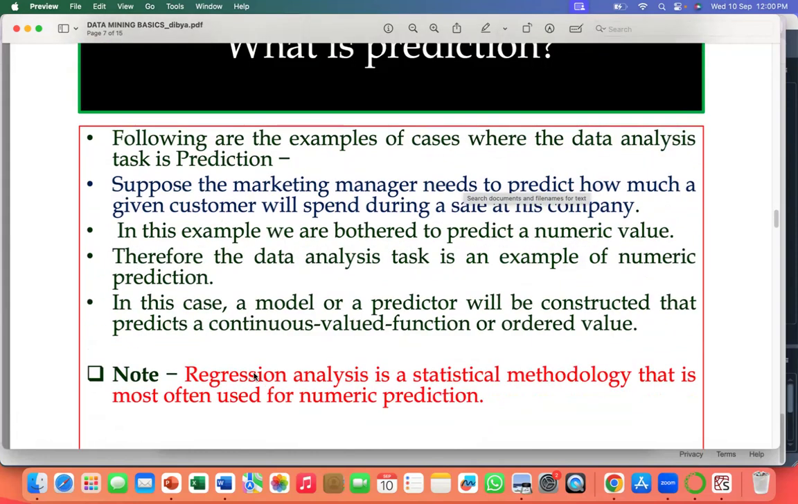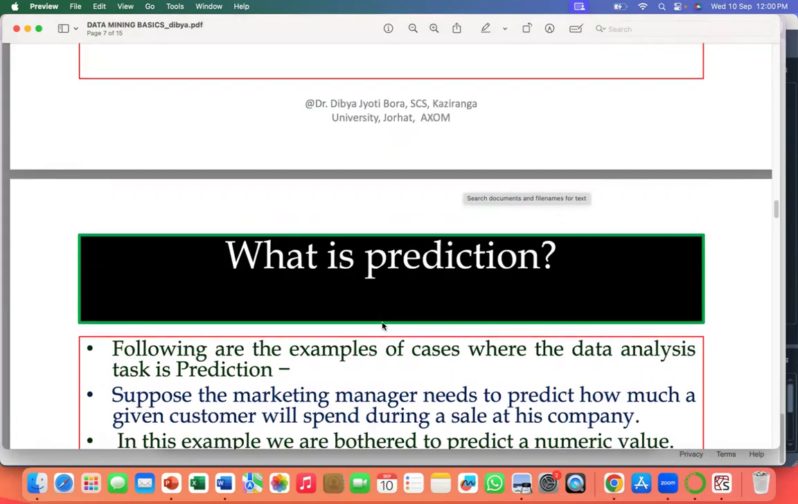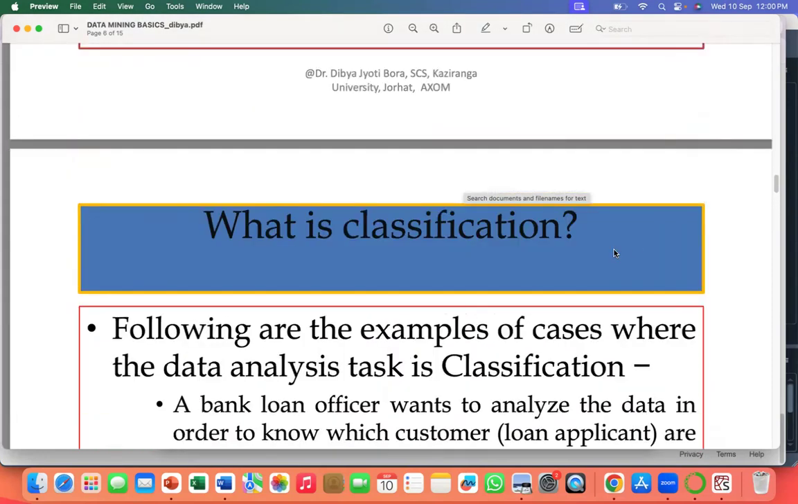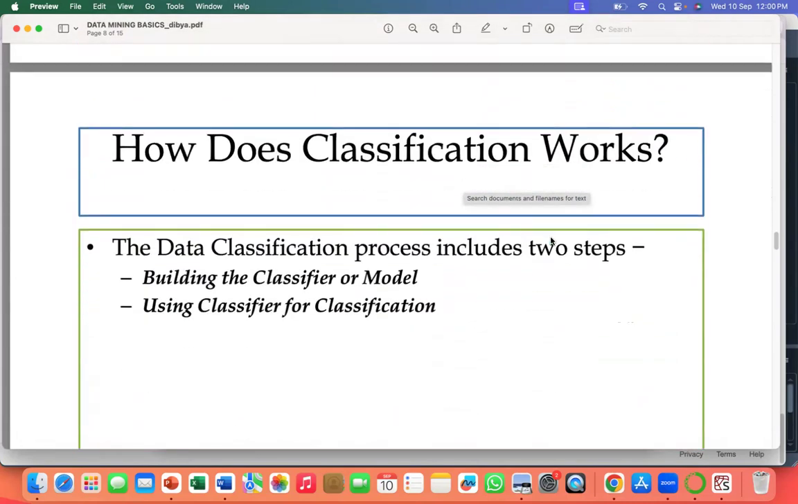As an example, you can consider regression analysis as a statistical methodology that we mostly use for numeric prediction. So with these examples, we understand these two terms: first, classification, and next, prediction.